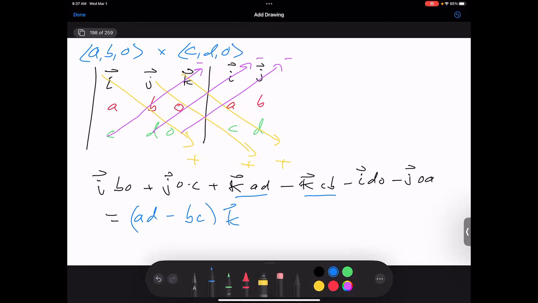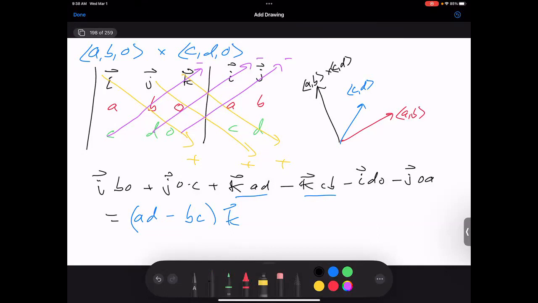So what that's saying is if I take my vector here, AB, and I take my vector here, CD, and I take their cross product, this is the cross product, AB cross CD. And here, because my third component is 0, my vectors actually live in the plane. They live in the standard XY plane. This is true in more generality.